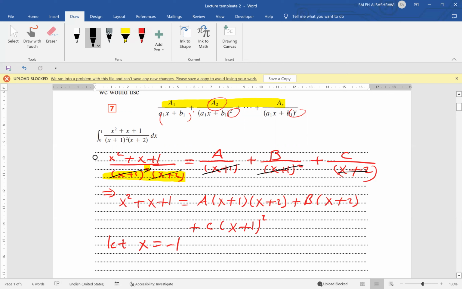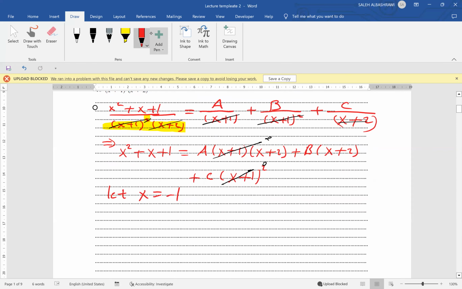If x equals minus 1, this will be 0, and this will be 0. So only I will have b. Replacing x by minus 1, I will get minus 1 squared plus minus 1 plus 1 equal to b multiplied by minus 1 plus 2. Solving it, I will have b equal to 1. So we found b. Now for a and c.